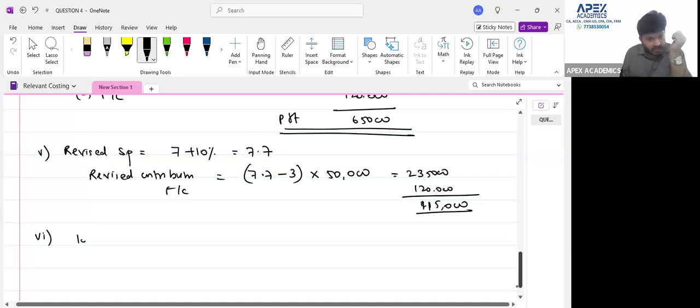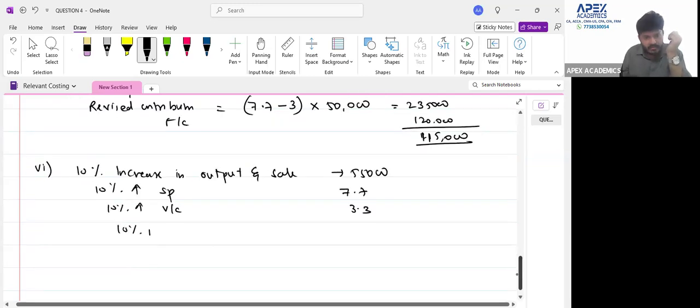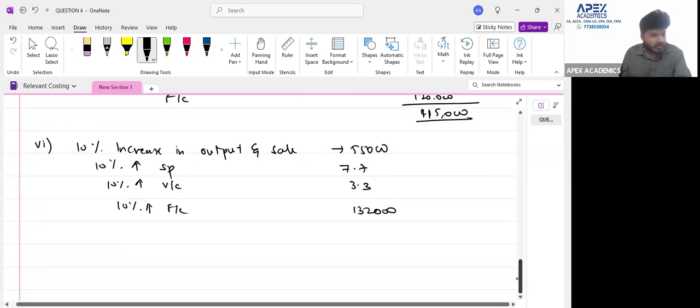See, there is a 10% increase in output and sale. So we are dealing with how many units? 55,000. There is a 10% increase in selling price. So now your selling price is 7.7. There is a 10% increase in variable cost. Now that is 3.3. And there is a 10% increase in your fixed cost. So that is 1,32,000. So what is your profit going to be?